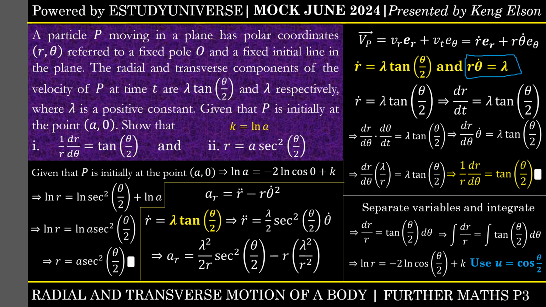So let's just simplify. Now let us replace r double dot with what we have. Remember that this theta dot here is the same as lambda divided by r. So when I replace theta dot with lambda divided by r, I will need to multiply it with lambda divided by 2. And when I do that, I am going to have lambda squared divided by 2r, then times sec squared theta on 2, minus this r remains.